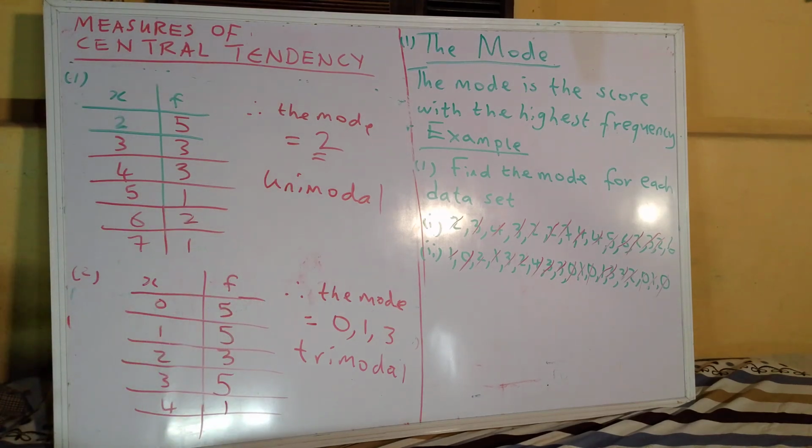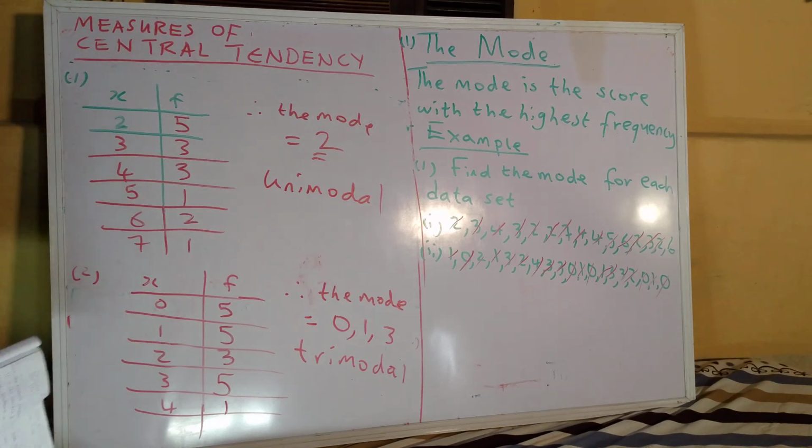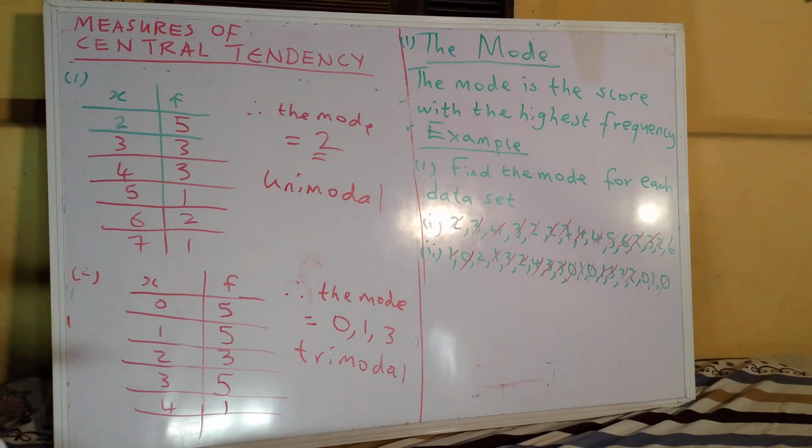If it was 2 modes, as I said, you call it bimodal. Then if it is more than 3, you call it polymodal. So this is our answer. Any question? No question. So we move on to the next one, which is median.